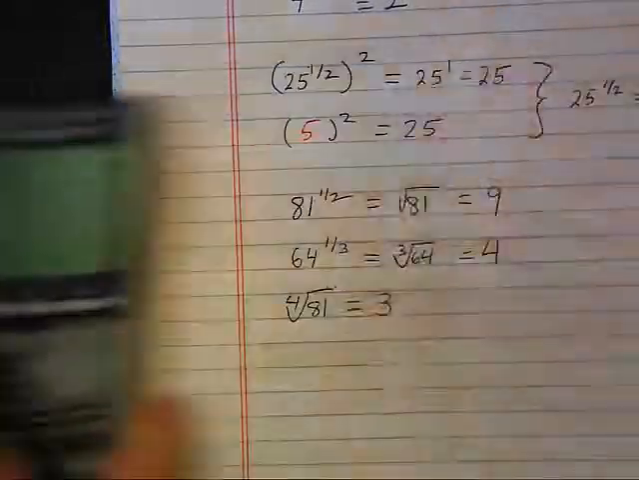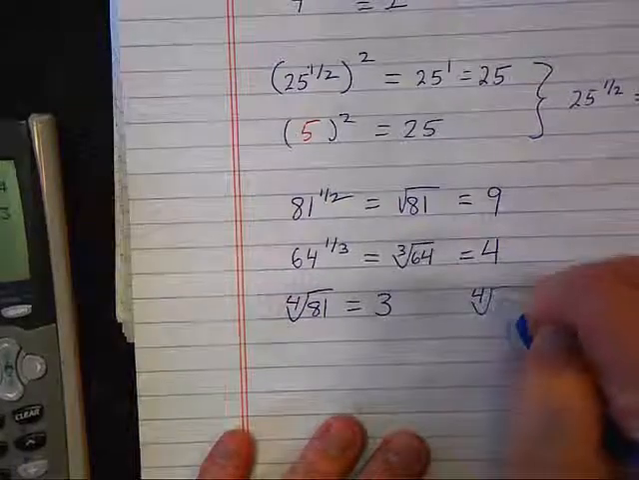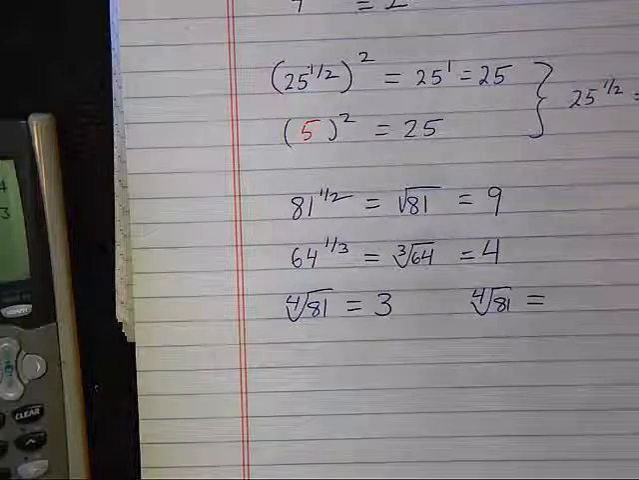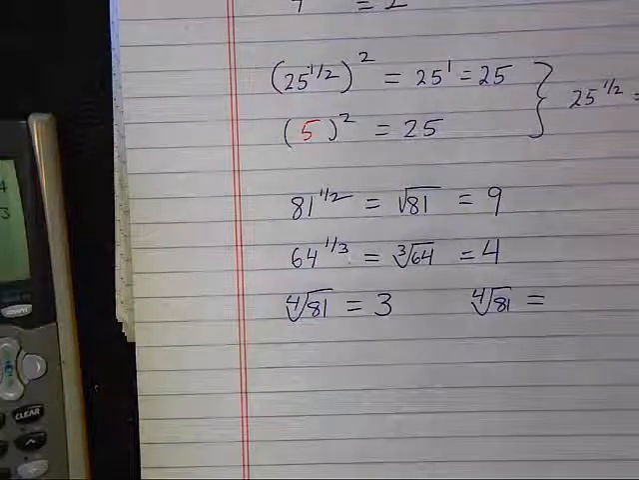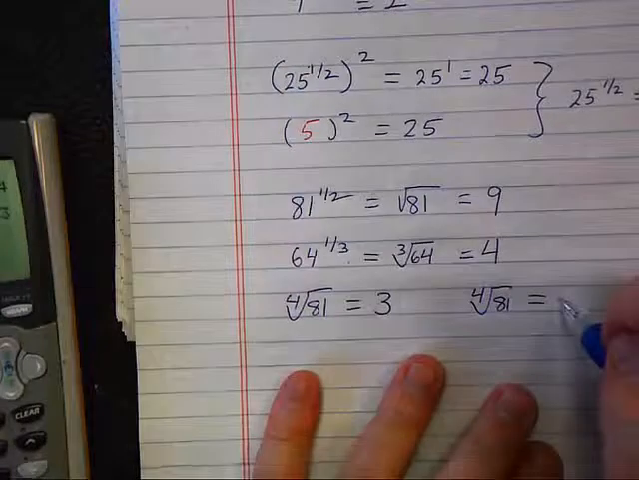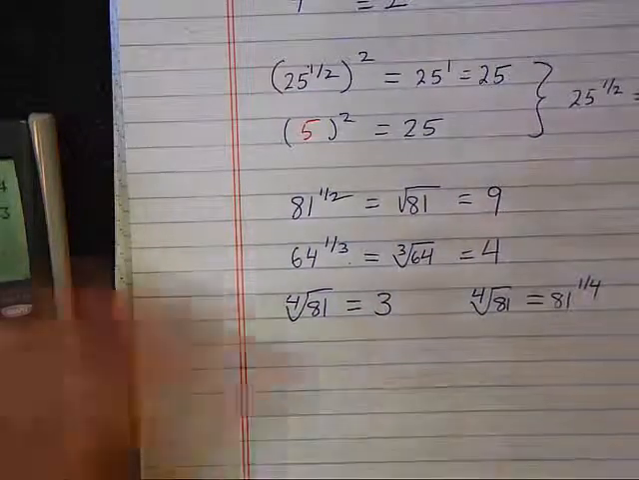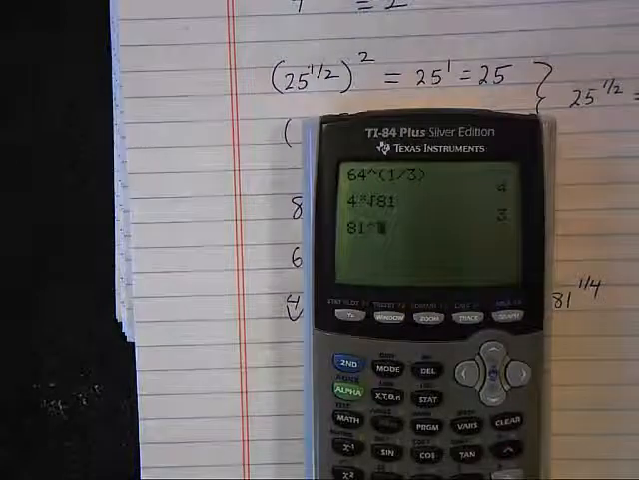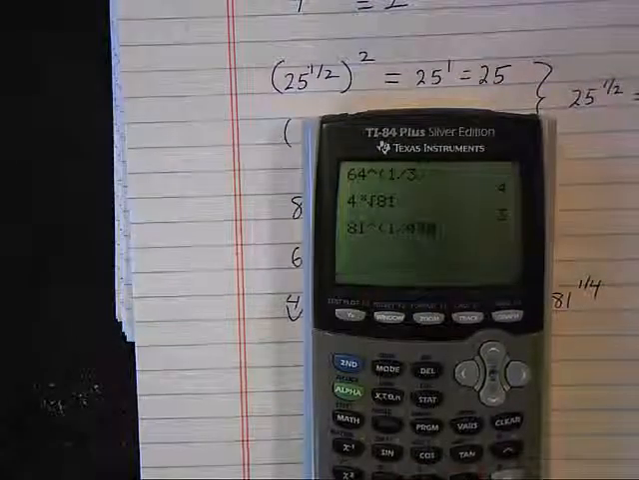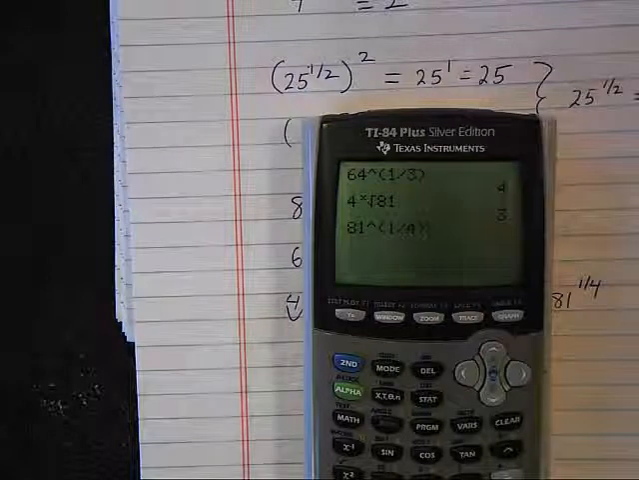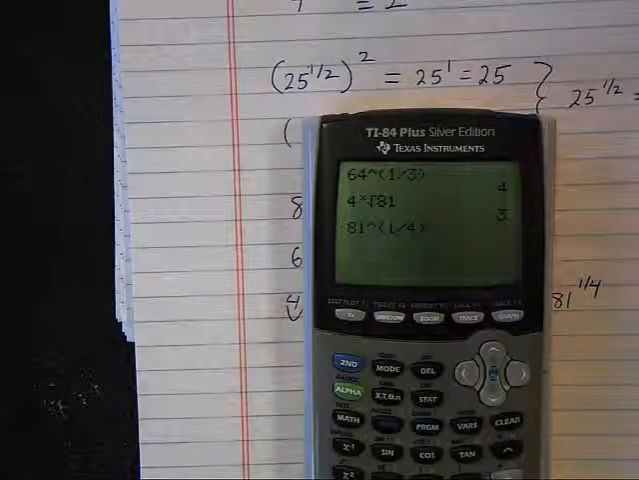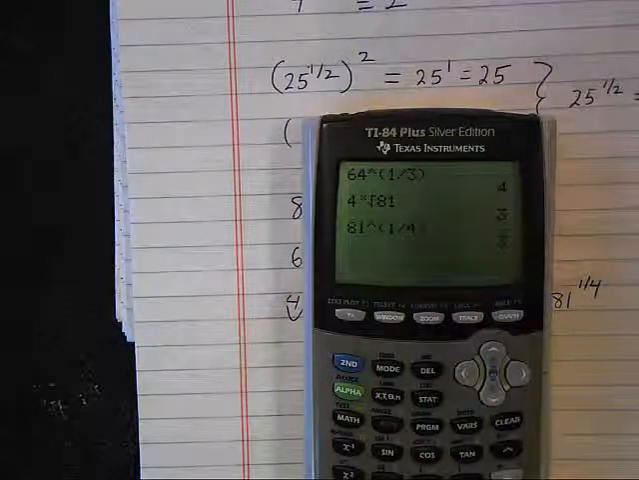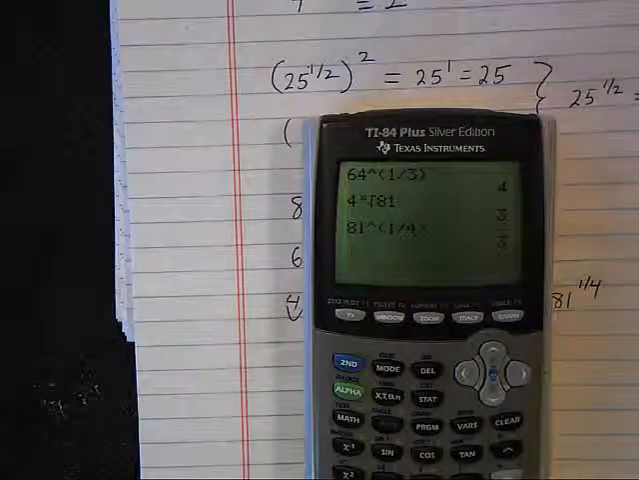Your other option would be fourth root of 81. How could I write fourth root of 81 as a power? 81 to the 1/4. So I could take my calculator and I could go 81 raised to the 1/4. And again, with the old operating system, you've got to put that 1/4 in parentheses. My calculator will give me the same answer, 3. Questions on that?